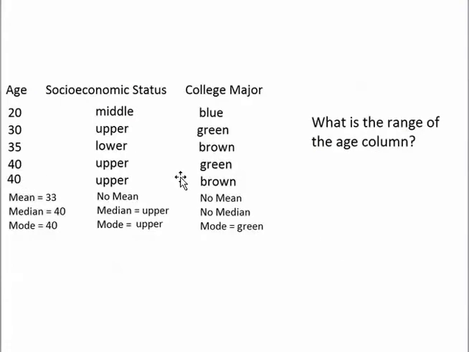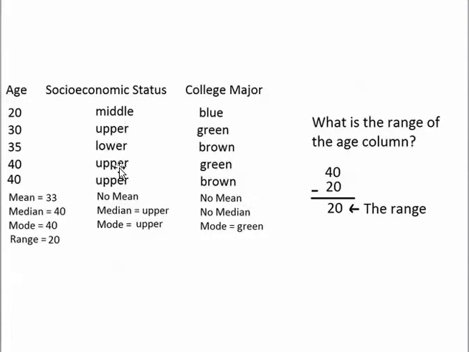If we had this spreadsheet right here, we can see that we already have the mean, median, and mode down here already calculated, but we're actually focusing on the range. So we want to know what's the range of the age column. Well, the highest age is 40, and the lowest age is 20, so the range would be 20, because 40 minus 20 is 20. When you subtract the lowest from the highest, you get a range of 20.